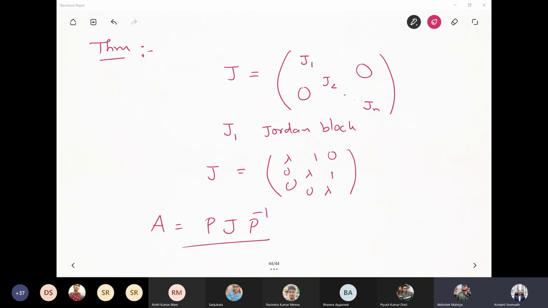Yes, clear. But if n is more than 2, there is a possibility that two vectors can have the same index. This is what I told you. Suppose you have a 10 by 10 matrix. Look at the eigenvalues. One eigenvalue is repeated, say, 5 times, and it has only 2 linearly independent eigenvectors. So we have to find the other 3, which are generalized eigenvectors.